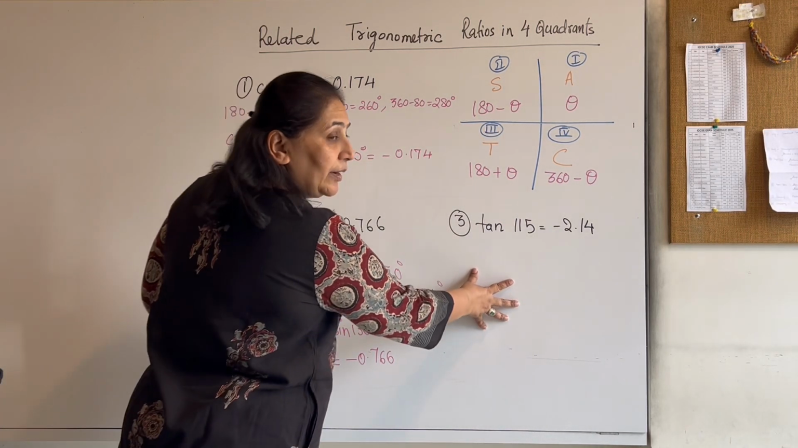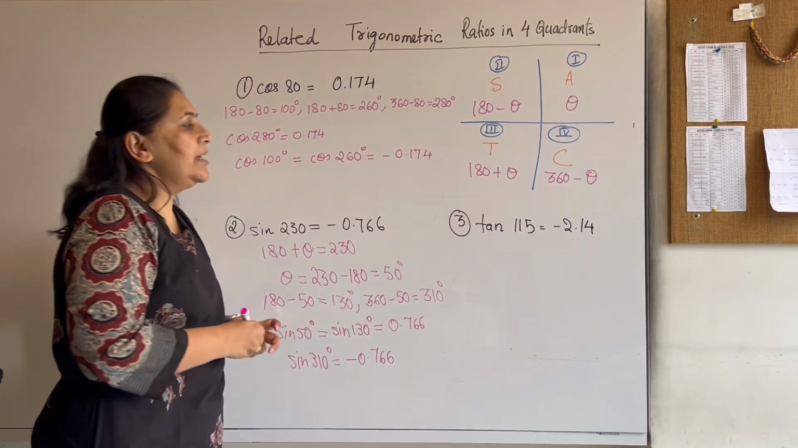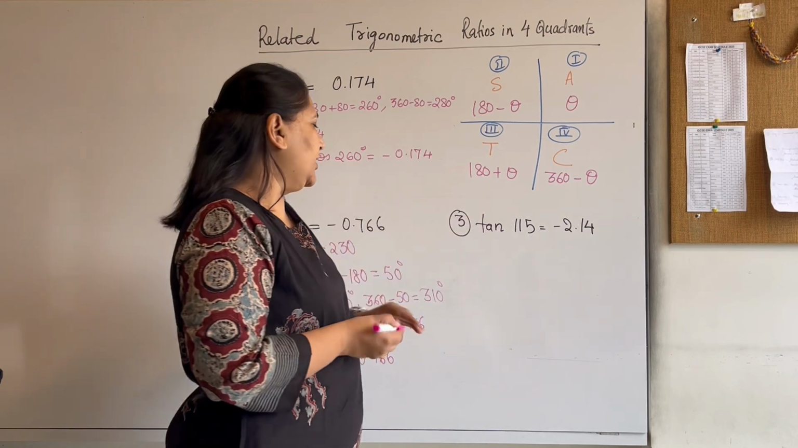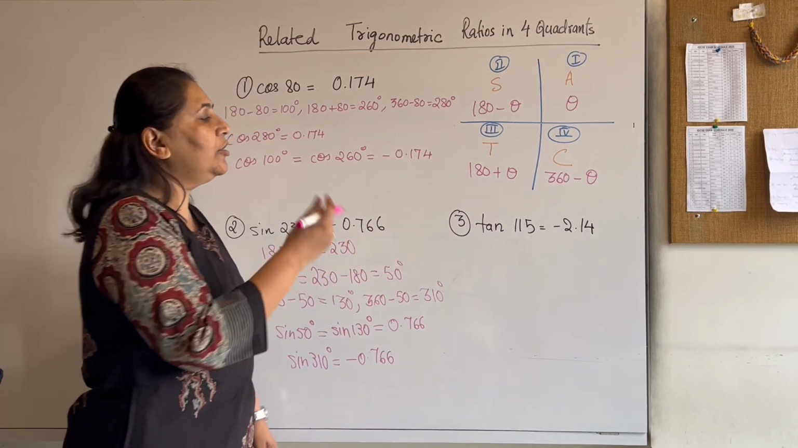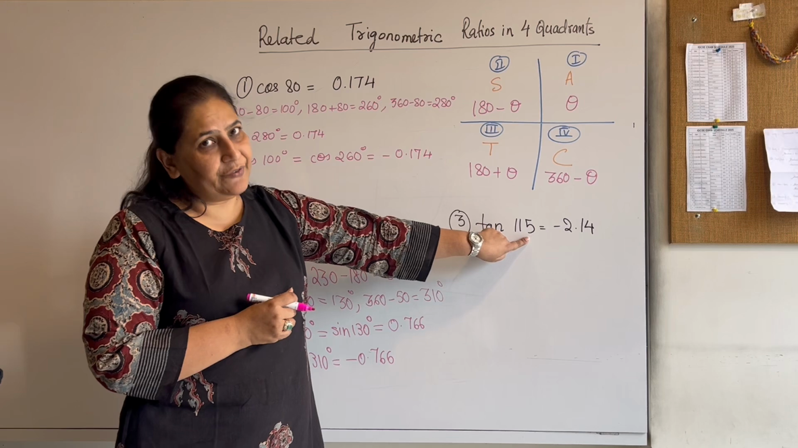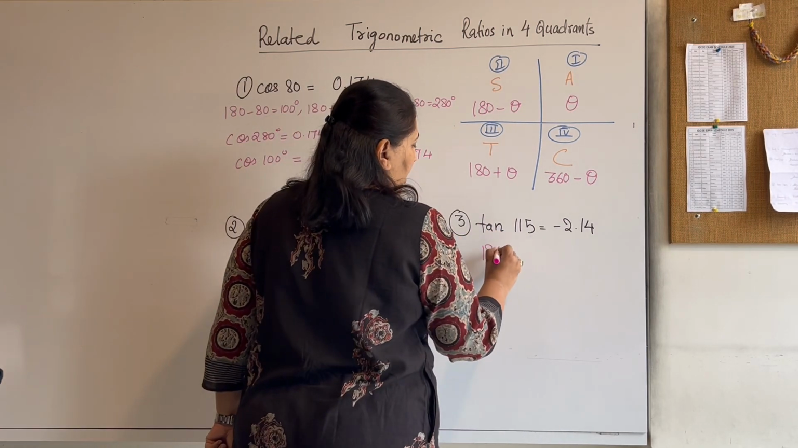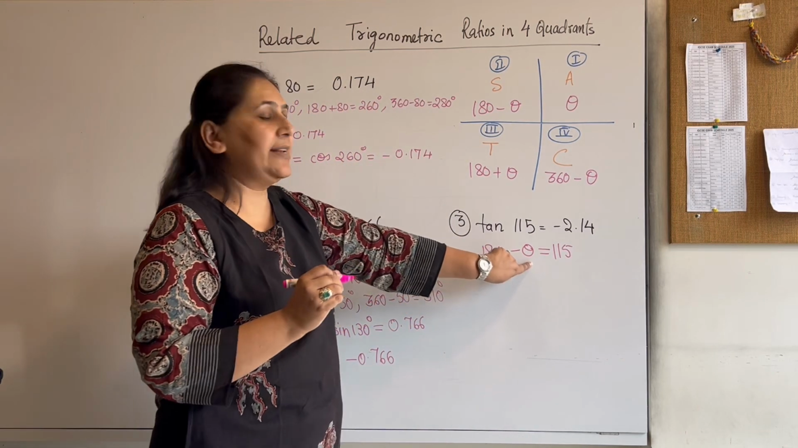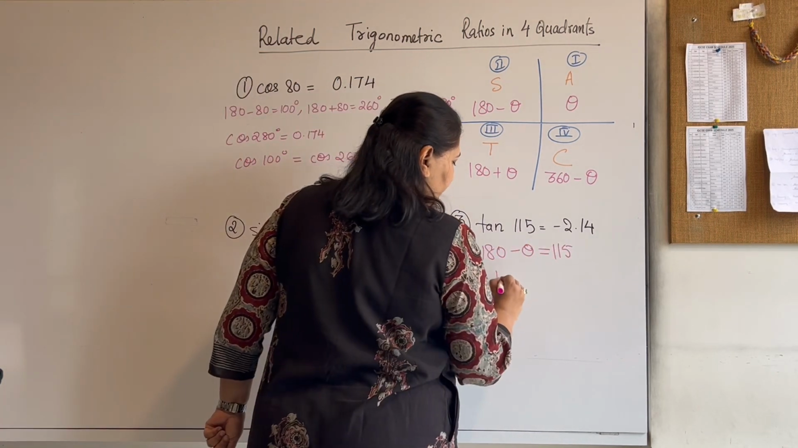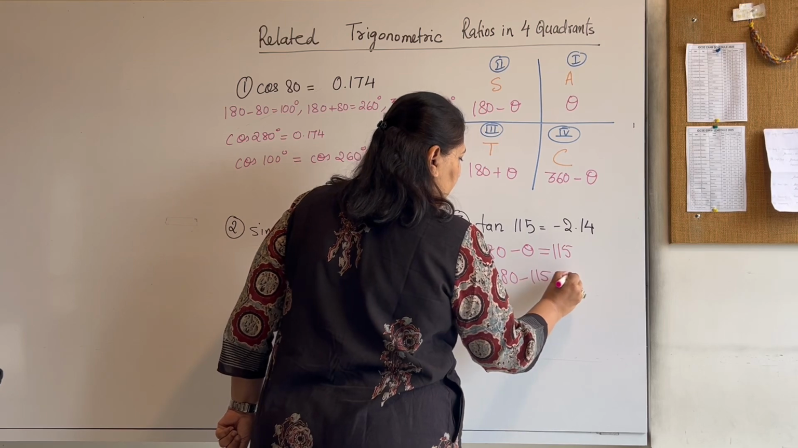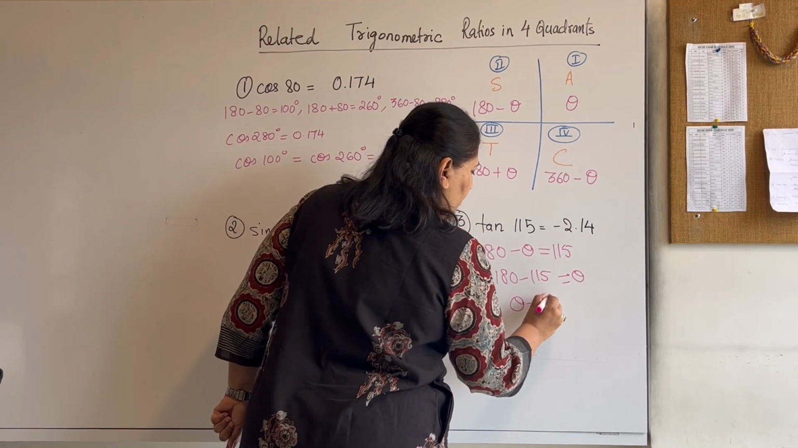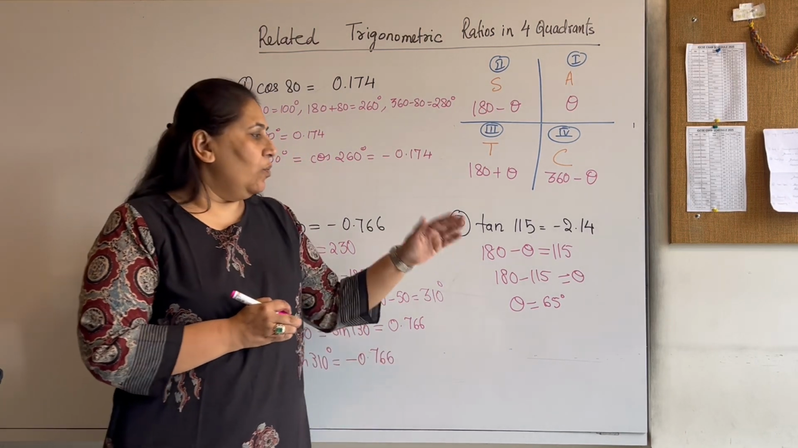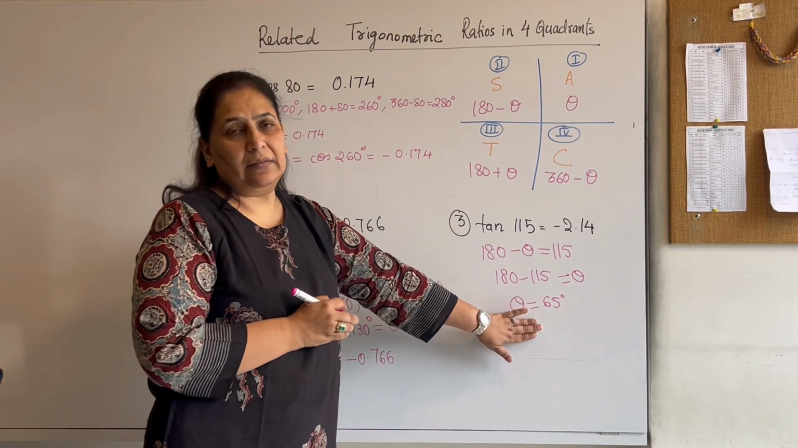Now coming to the last one, tan 115 degrees. This is an angle in the second quadrant, it is an obtuse angle. So the first step again will be to find which is the acute angle related to 115 degrees. The acute angle will be calculated this way, as the angle in the second quadrant is 180 minus theta. If we solve this equation, we get theta equal to 65 degrees.